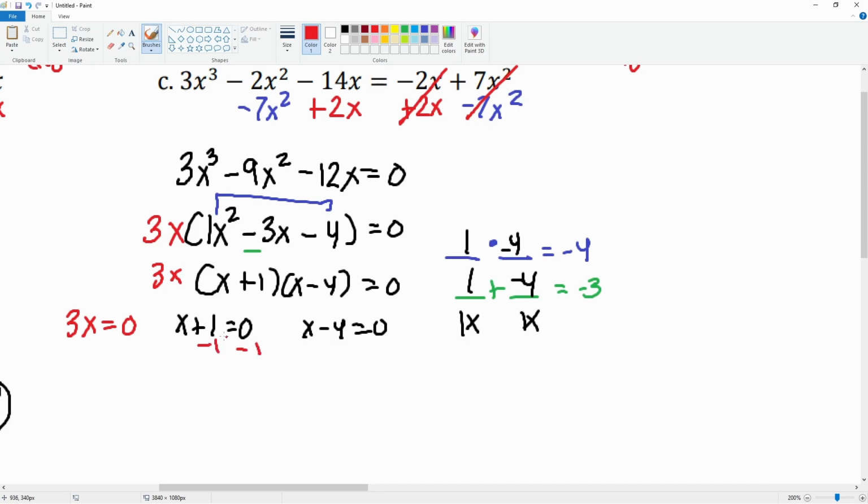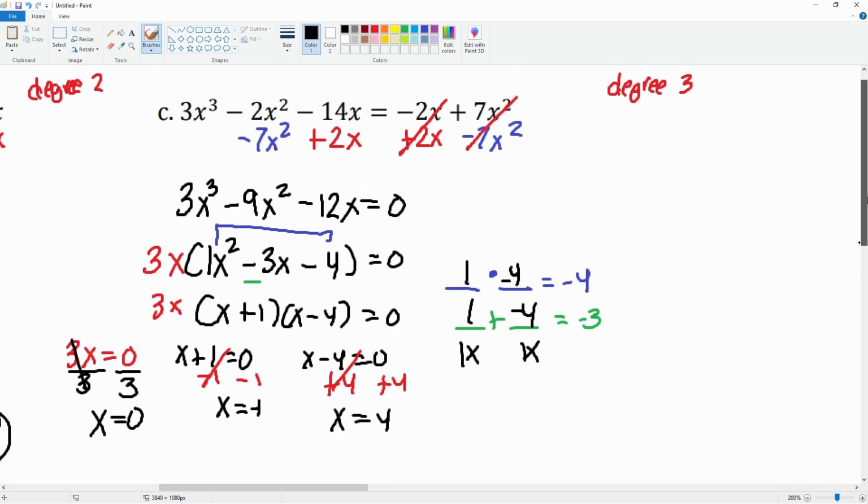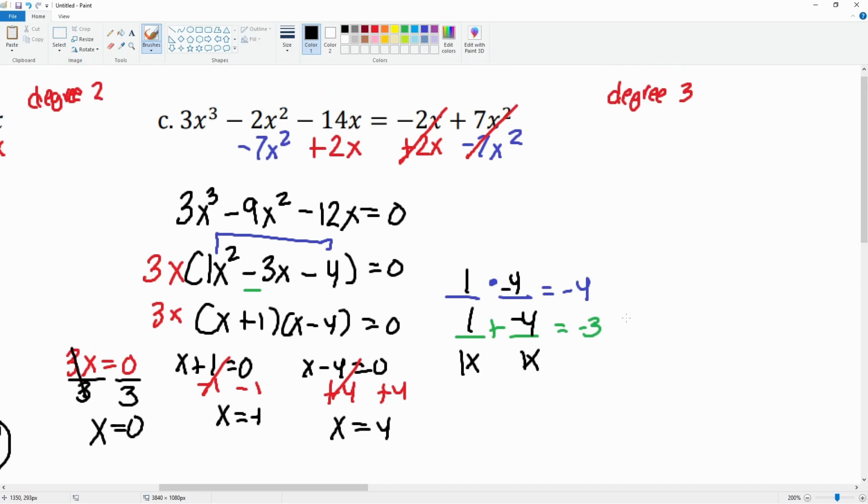Subtract 1 here from both sides. This cancels, leaving you with x equal to negative 1. You have a minus 4 here, so we're going to add 4 to both sides. This cancels, leaving you with x equal to 4. And we also have the 3x equal to 0. So divide by 3 on both sides. This cancels, leaving you with x equal to 0. Notice x equals 0, x equals negative 1, and x equals 4. There are three solutions here. There are three solutions because the degree here is 3.